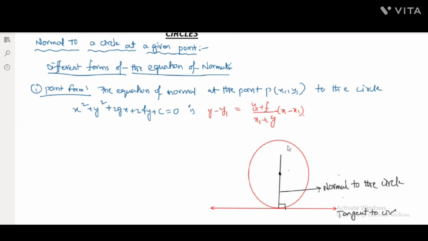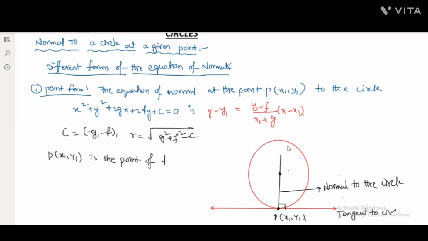So here we know the center of the circle is (minus g, minus f), and the radius is root over g square plus f square minus c. Let's think the point of tangency where we have taken is (x1, y1). So (x1, y1) is the point of tangency, where the normal line is drawn.